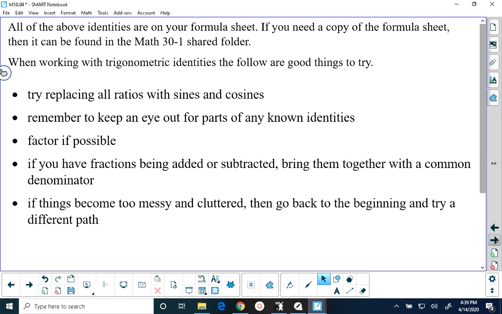But here are the strategies I've come up with that I think will be able to help you. One of the strategies in solving problems that we're going to be working on is to write everything in terms of sines and cosines. I'm not saying that is always going to lead you to an answer, but a lot of the time it will.